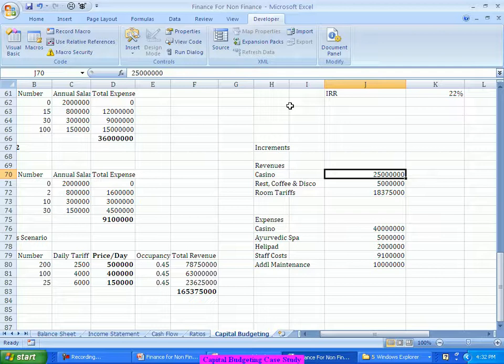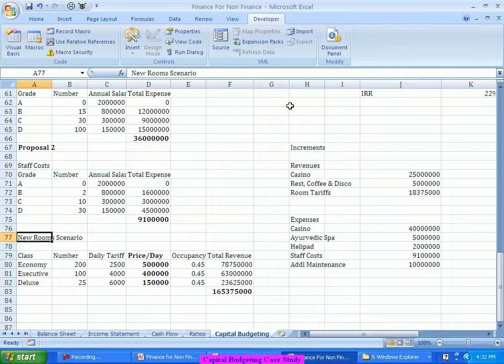And from the restaurant and coffee shop and discotheque, there is an additional 50 lakhs of revenue. And because of the room tariffs, because there is a 45% occupancy now, the rooms are not increasing, but the occupancy of the rooms has increased. So overall revenue with the new occupancy is 16.5 crores. So the incremental part is almost 1.83 crores, because initially you are getting 14.7. With the new you are getting around 16.5 crores, which means overall there is an increment of 1.8.